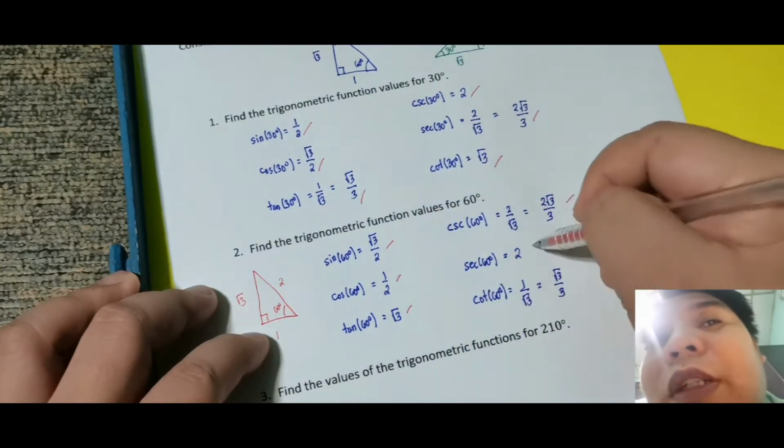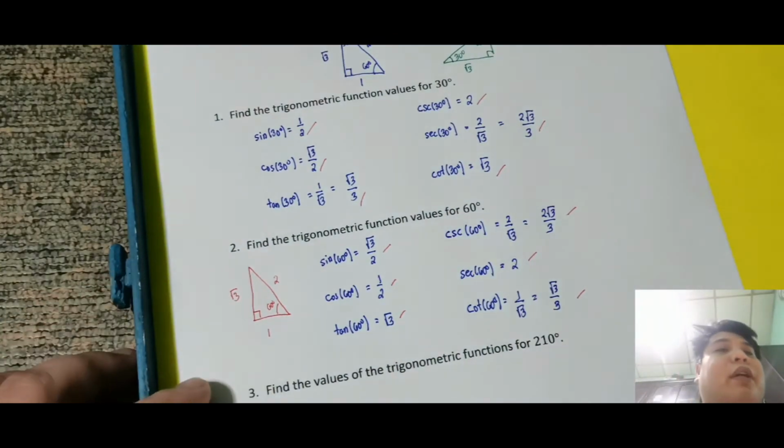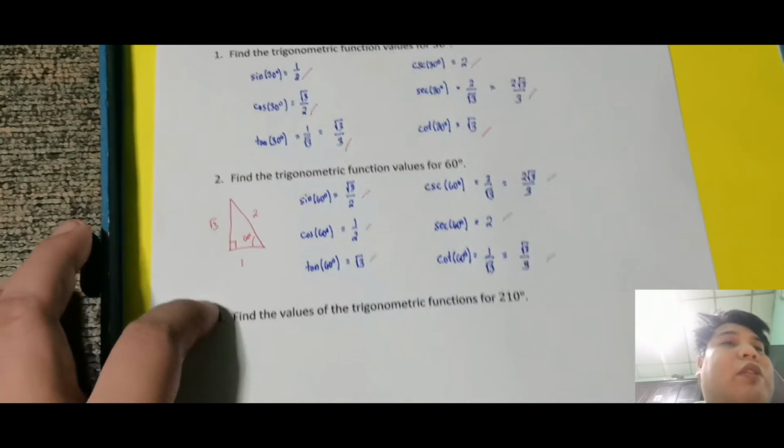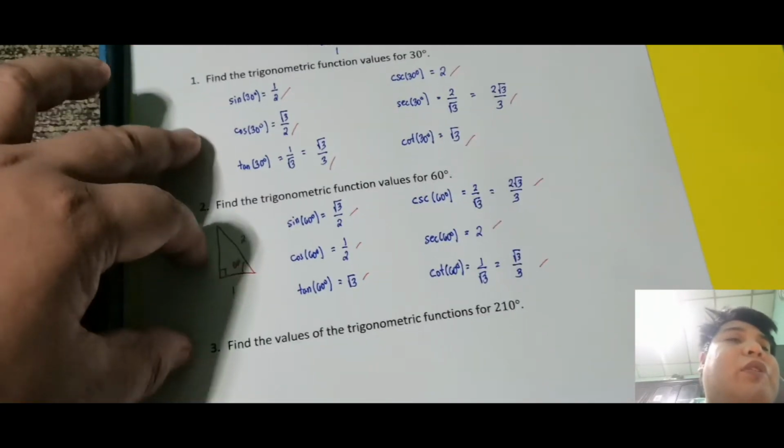Yung 6 trigonometric function values niya. Ayan. Okay? So, ganun siya kasimple. So, check natin to si number 3. So, tandaan mo yan ha. Magiging very useful yan sa atin someday.